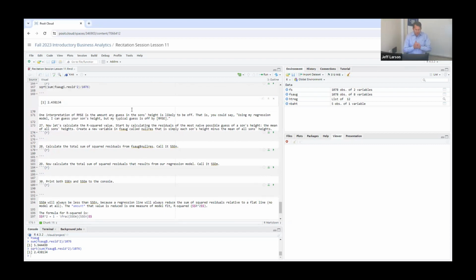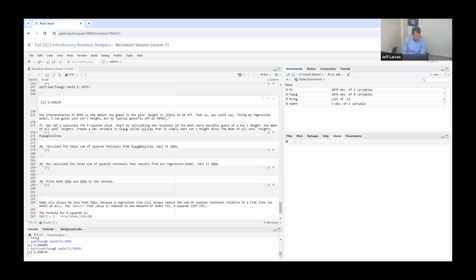Okay, we're going to calculate, so our most naive prediction of a sun's height, like I told you, if we had no relationship, we just guess the average, right? So if we were just to take the most naive prediction of every sun's height, we would just take the average of every person's height. So I'm going to say FSOG, this is our FS augmented data frame. I'm going to say, what am I calling it? The mean of the sun's height. I'm going to call this null res.